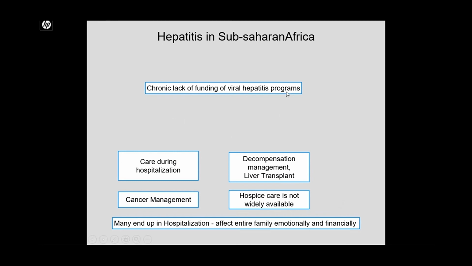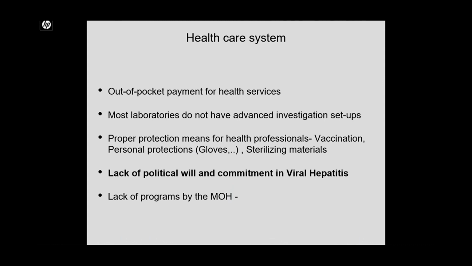As I've said, we have really failed in following the natural course of that disease, which happened previously in HIV. So these patients, without diagnosis, without treatment, without prevention, obviously come to hospitalization with decompensation, with cancer, which we don't have the means to manage. Even hospice care is not widely available in different Sub-Saharan African countries. So it affects the patients, the families, and the community.